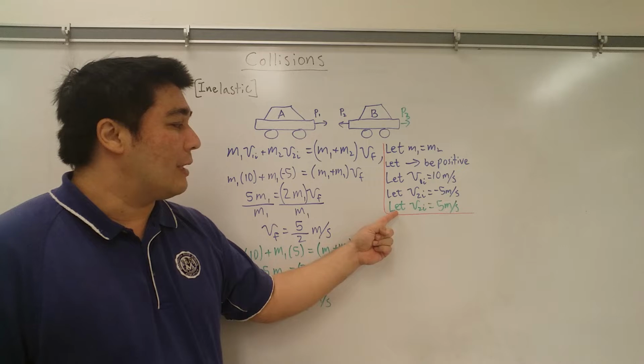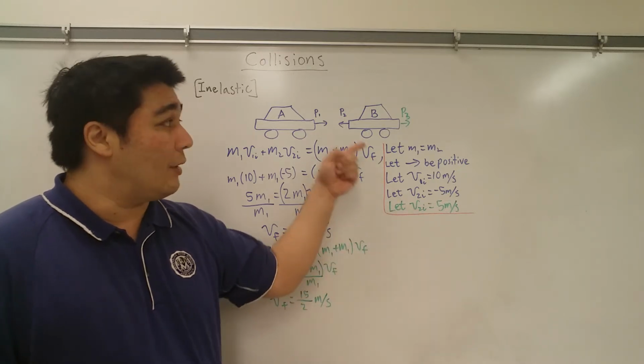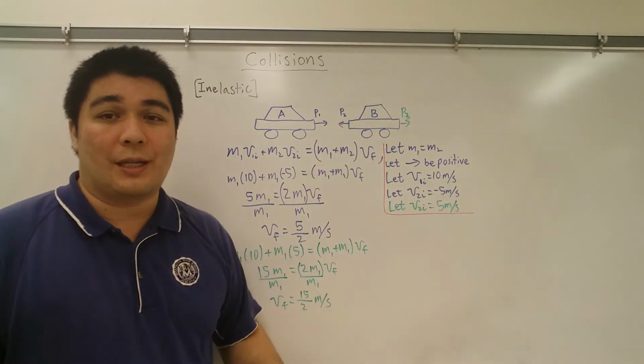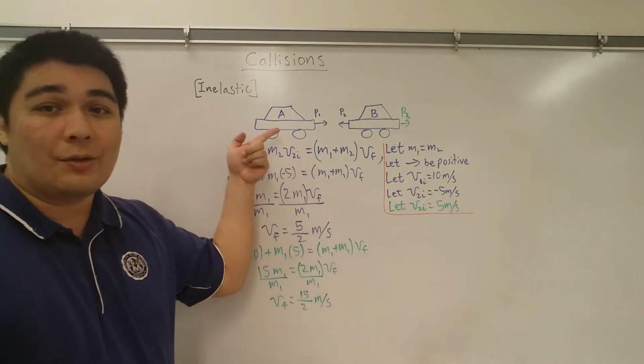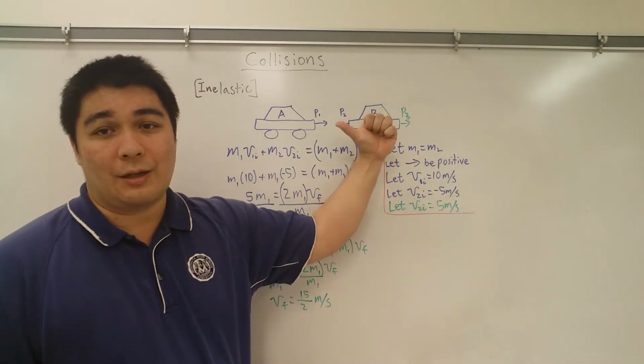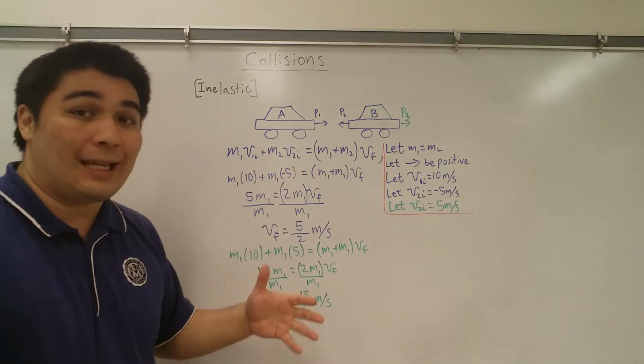In the second part of this, we're going to let the initial velocity of car B, going in this direction, be +5 meters per second. So basically car A is going to rear-end car B, whereas in the other one, car B and car A are going to have a head-on collision. So that's the setup for this problem.